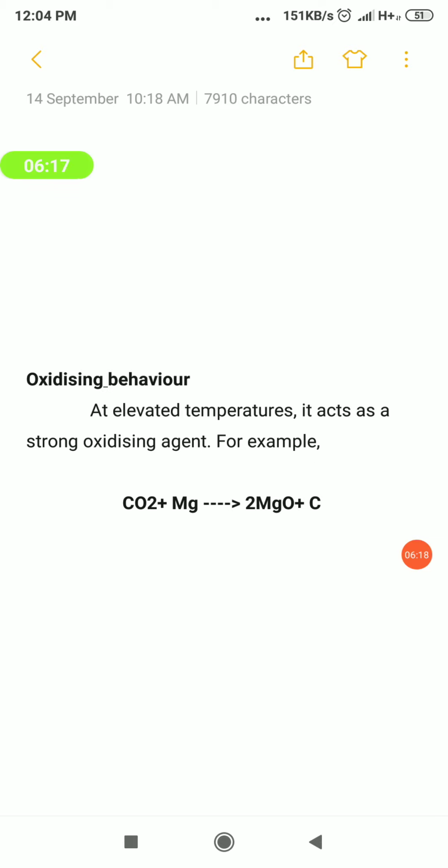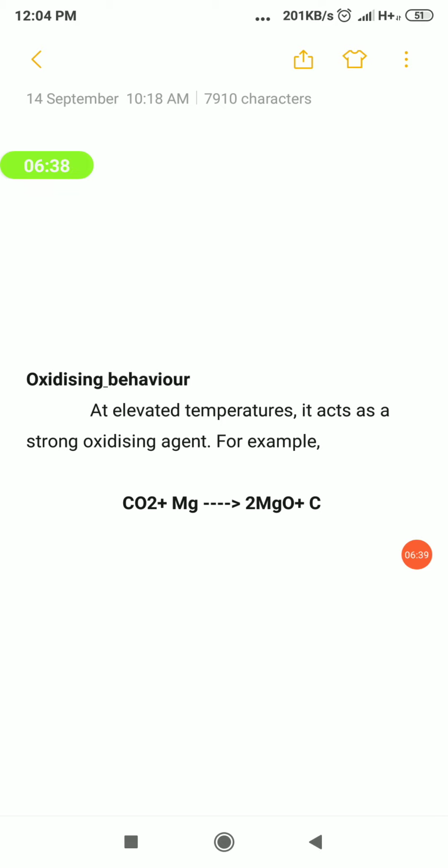Okay students, it's not a reducing behavior. In your book it's wrongly given. It is oxidizing behavior. It can act as a very good oxidizing agent. Oxidizing agent means it helps another element to add oxygen. So when CO2 is treated with magnesium metal, the magnesium will be oxidized to magnesium oxide.